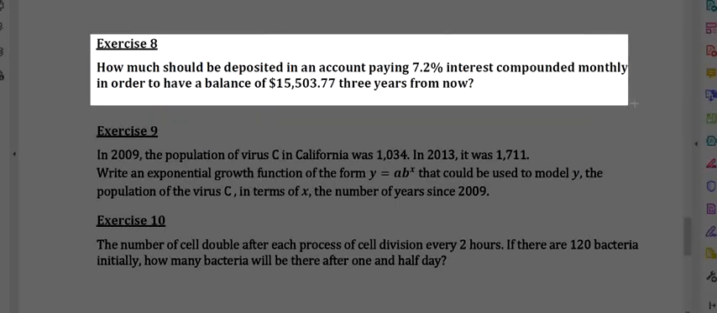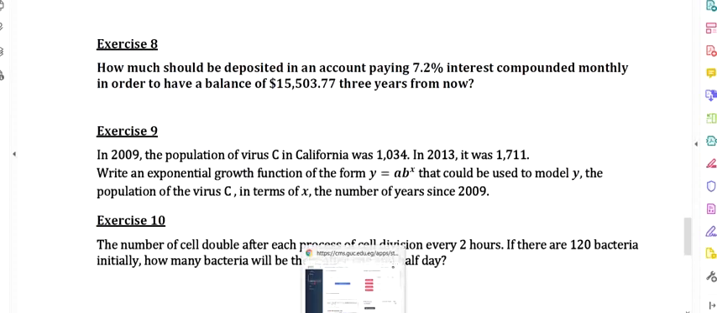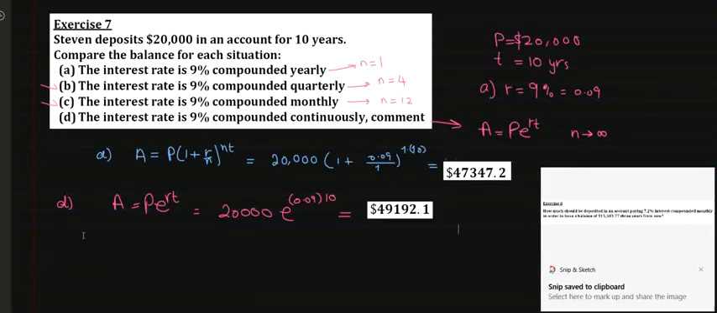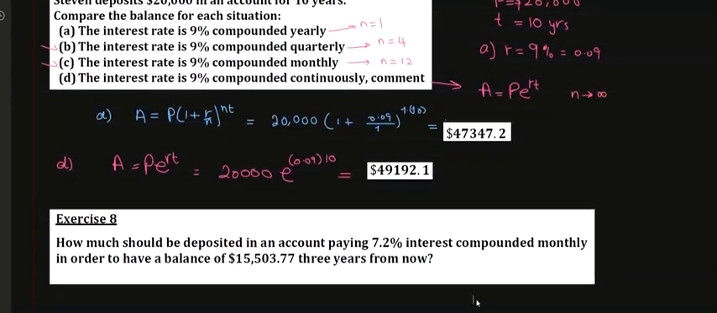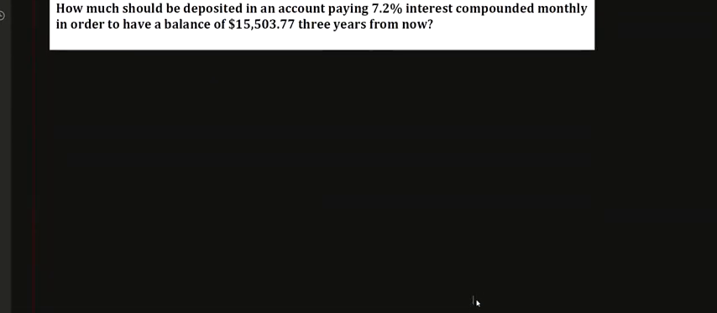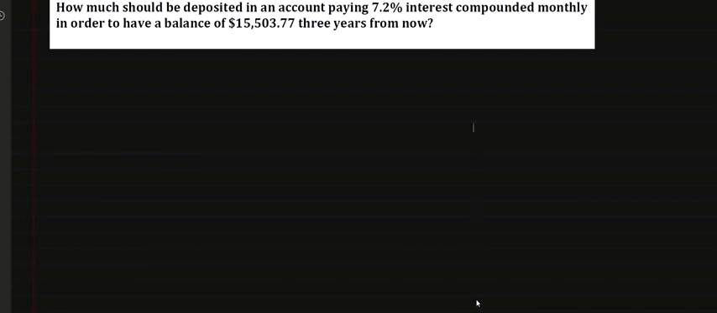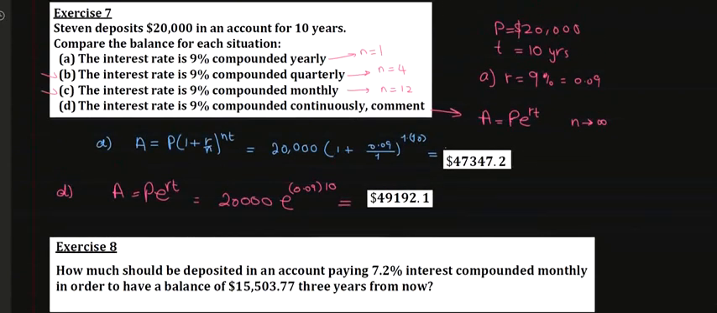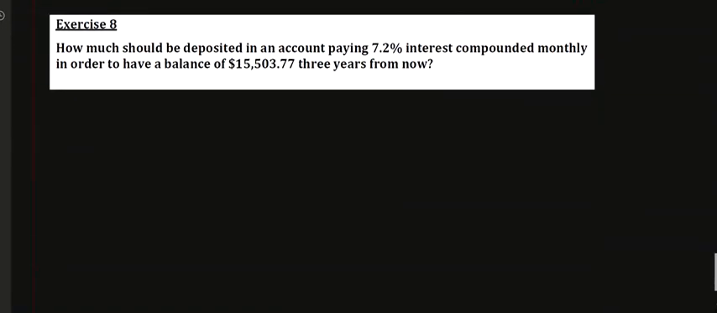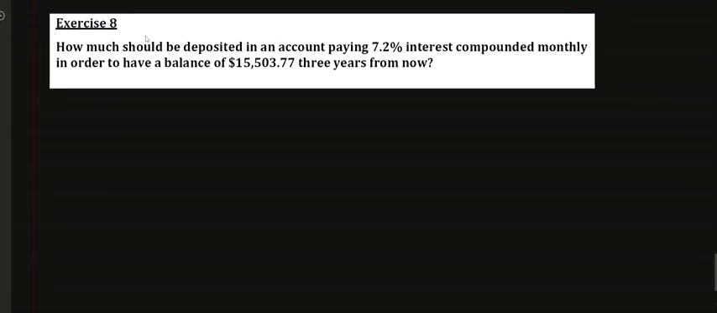How much should be deposited in an account paying 7.2? How much should be deposited? Let's think about this for a moment. How much should be deposited? It means that we need to know how much to deposit. Right? So it's not the final amount, it's the P that's required here. How much should be deposited?